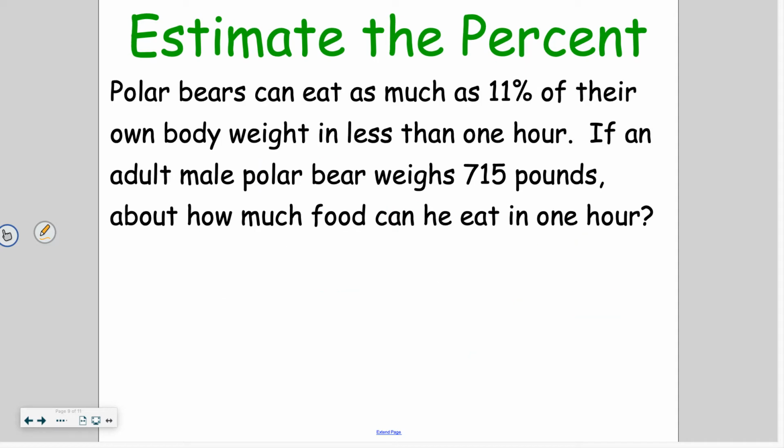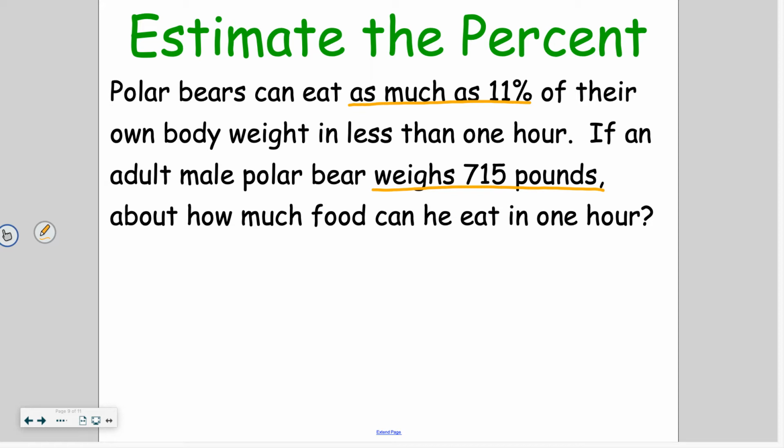And now for everyone's favorite part of the lesson, word problems! Yay! Polar bears can eat as much as 11% of their own body weight in less than an hour. And if an adult male polar bear weighs 715 pounds, how much food can he eat in an hour? So we want to go back and look, and we've got as much as 11%. So that's our percent, and our whole number is saying that the polar bear weighs 715 pounds.